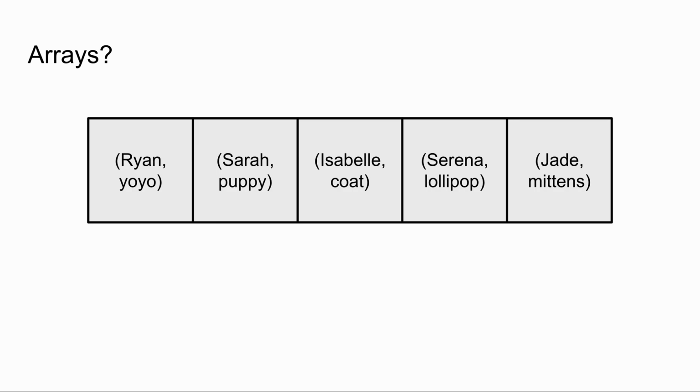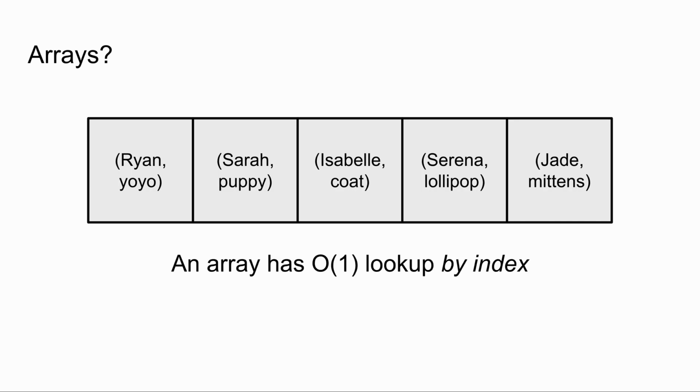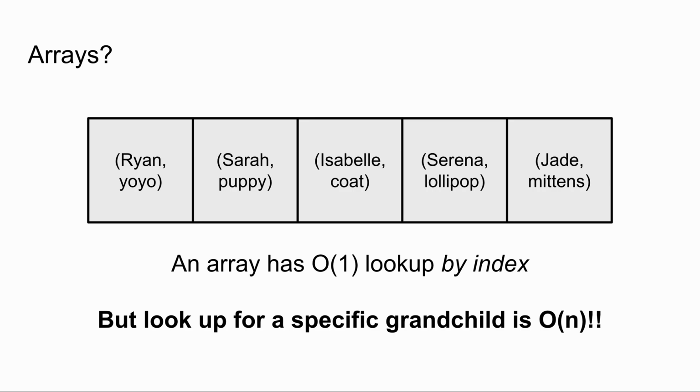Here we see a source of confusion between Ida and Grandma. While an array does have O of 1 lookup by index, lookup for a specific grandchild is O of n, scaling with the array size or number of grandchildren.